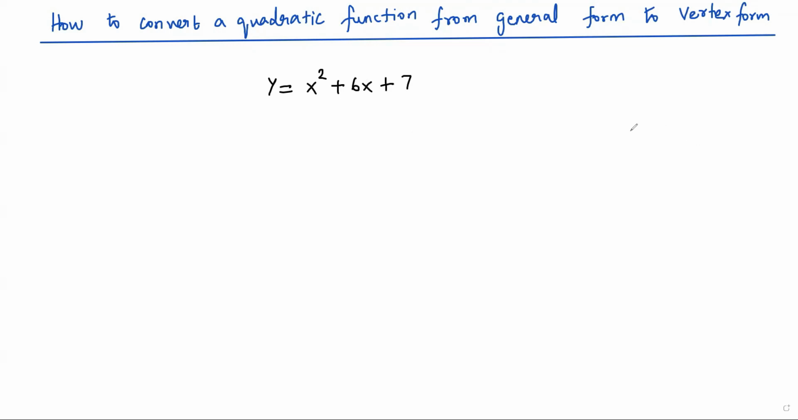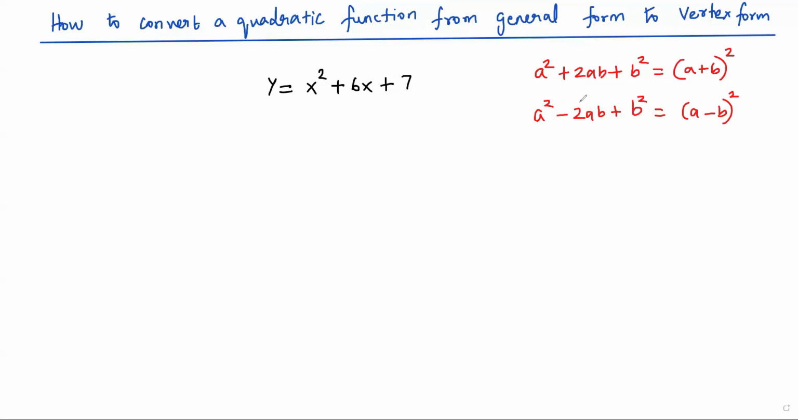Whenever I want to convert a quadratic function in general form to vertex form, I must be aware of two basic algebraic identities. They are a² + 2ab + b² = (a + b)², and a² − 2ab + b² = (a − b)². In the first one, the 2ab is positive, so on the right side, in the square of the binomial, we have a positive sign between a and b. In the second one, the 2ab is negative, so on the right side, between a and b, we have a negative sign.